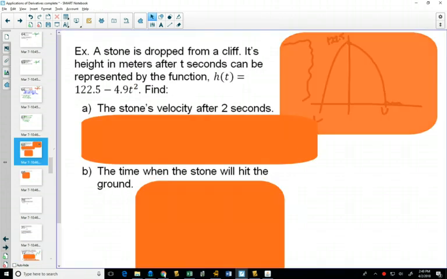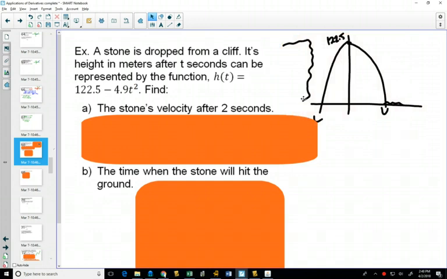All right, a little picture of what's happening here. This is a parabola that is opening downwards. It would have a y-intercept of 122.5. So that would make sense in that the stone is 122.5, in this case, meters above the ground. It is thrown off of the cliff, and because of gravity, falls down.